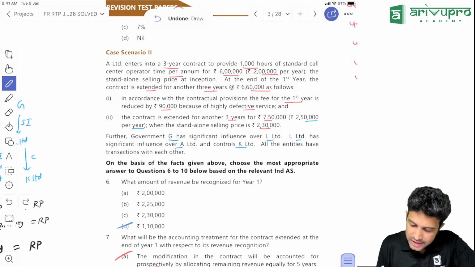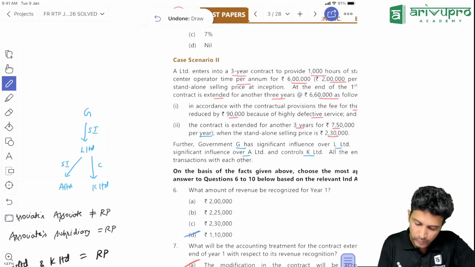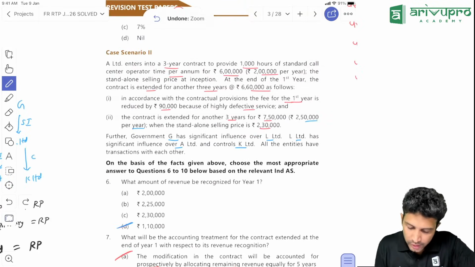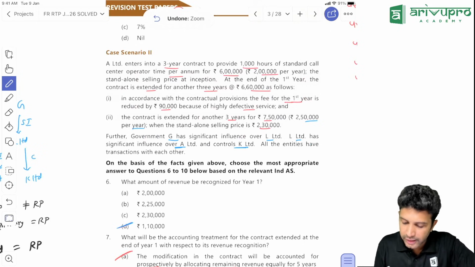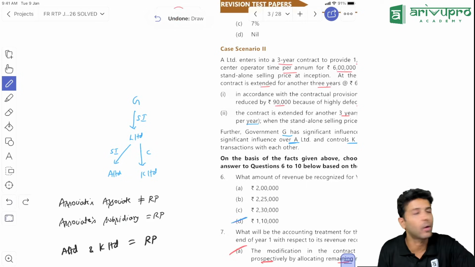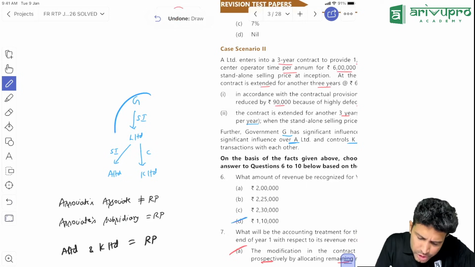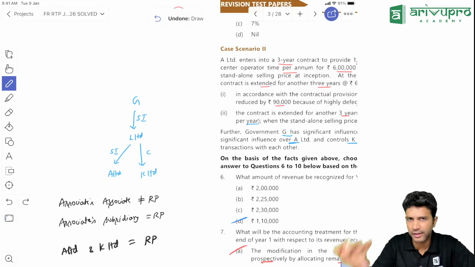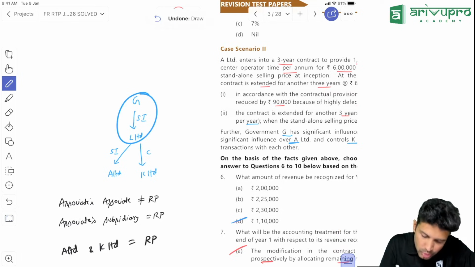Government G has significant influence over L. L has significant influence over A and it also controls K. This is the chart. Now, are these two related parties? Yes, if you have significant influence, you become a related party. These two are related parties.